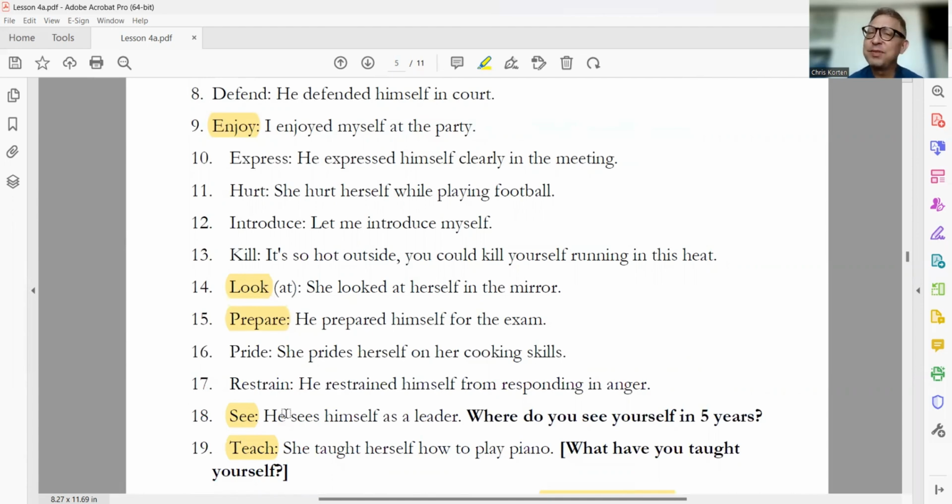Honestly, this one is very similar in meaning. There's only a slight difference. So I prepared for the exam. I prepared myself for the exam. In 95% of the cases they mean the same. But with I prepared for the exam, it could mean that part of that preparation involved a private teacher like me, whereas I prepared myself means I exclusively taught myself. All right.